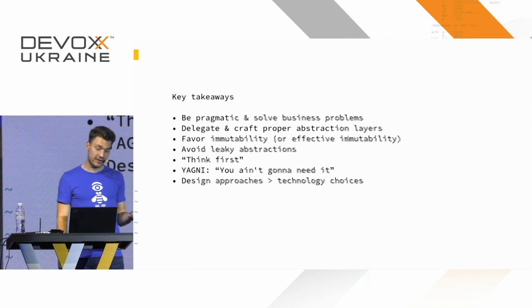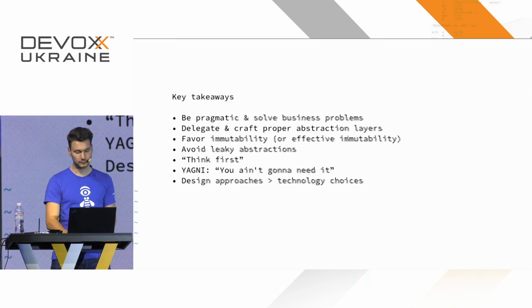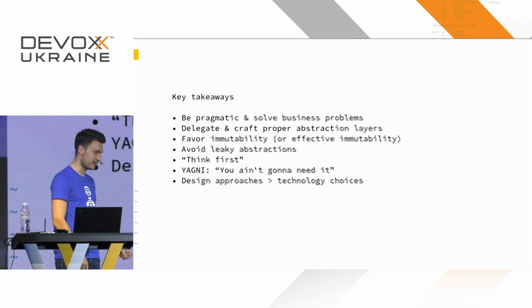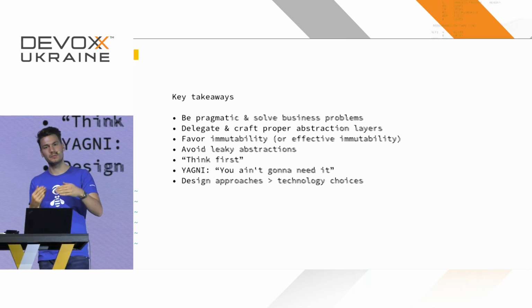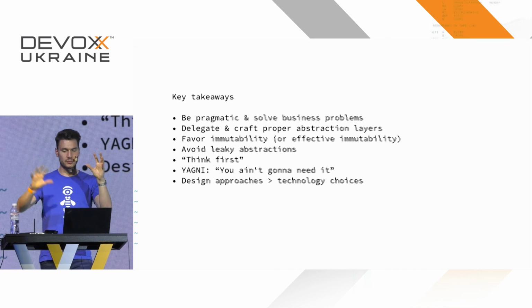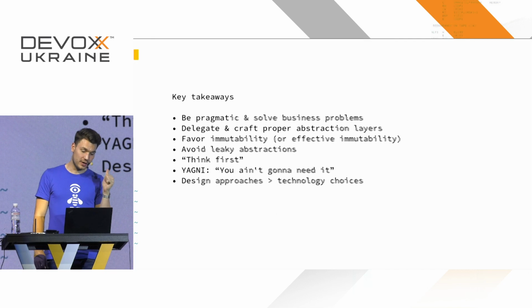A few other things: favor immutability, or if you can't because of framework limitations, then at least effective immutability. And when you craft these abstraction layers, try to avoid leaky abstractions. This think-first, write-on-paper-first, or comment-first principle can help you by diving down the abstraction layers from the top, to the next, delegating to the next component. Another very important one: you ain't gonna need it.